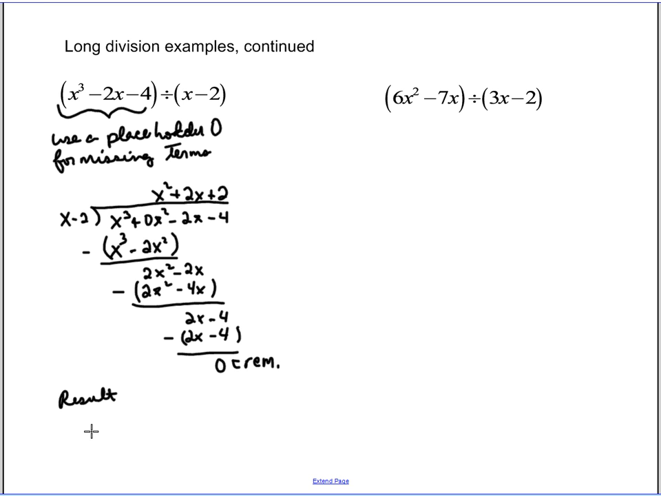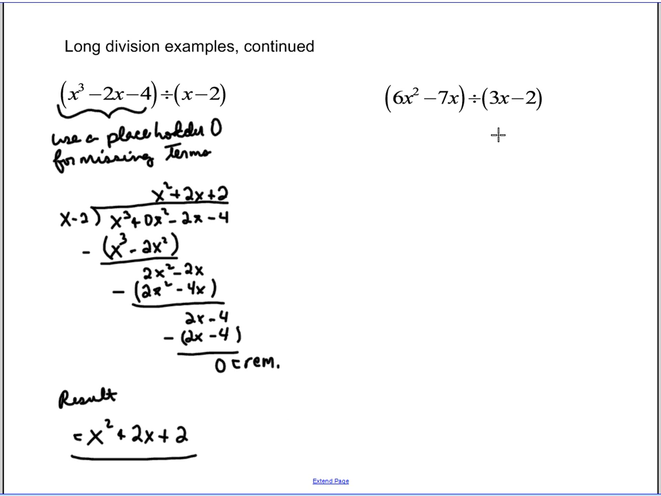Our result is x squared plus 2x plus 2. Plus a 0 remainder, so we don't even really need to put the remainder. We could just put it this way.